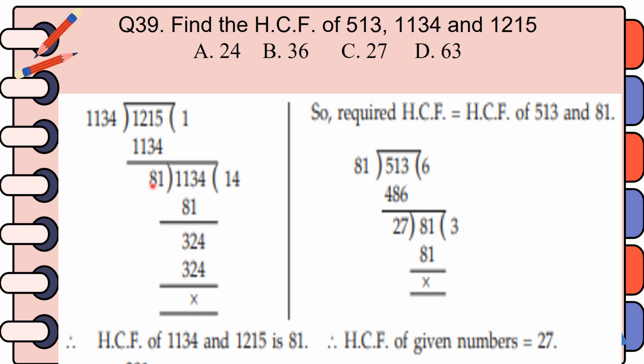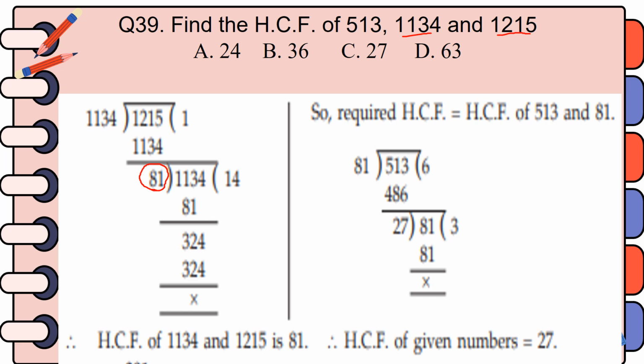324 can be divided by 81. By how much? 4 times. 4 times 81 is 324. And deduct it. The remainder is 0. The remainder is 0. So here the HCF of these two numbers, that means the HCF of 1134 and 1215, is 81, which is the last divisor.